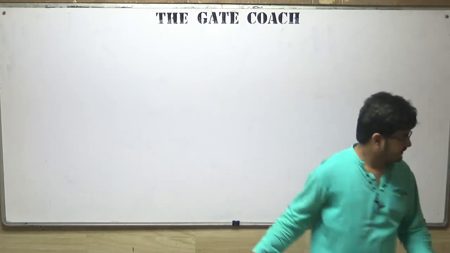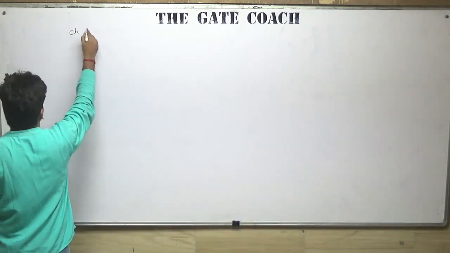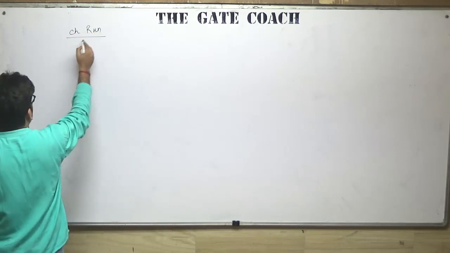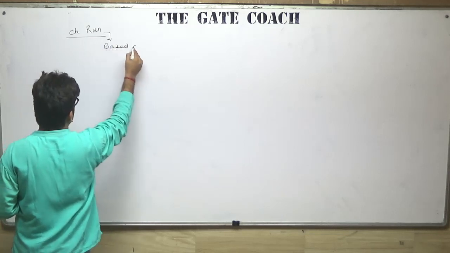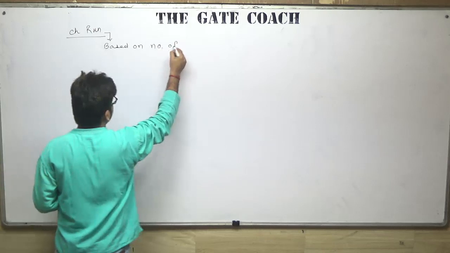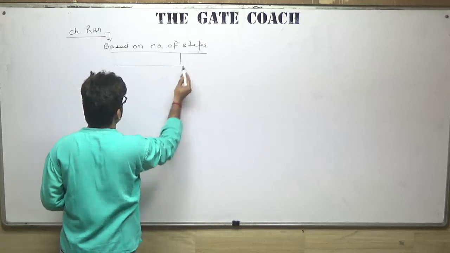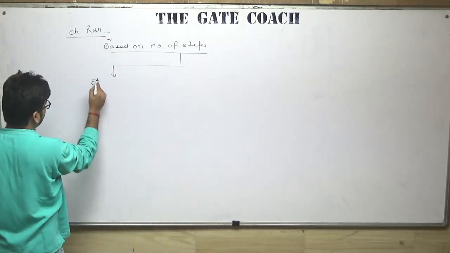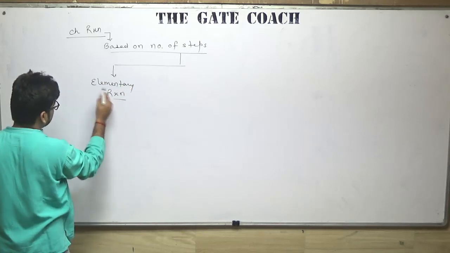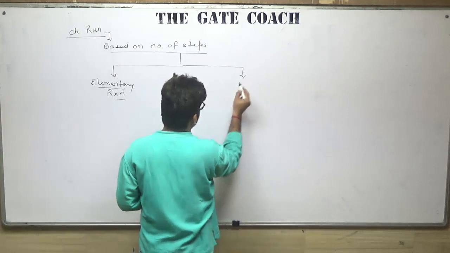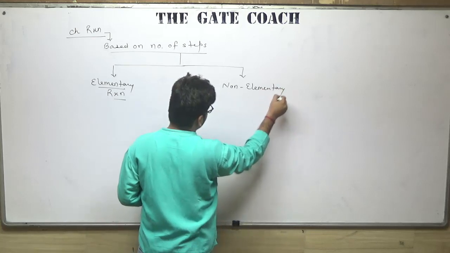Yes, okay, wonderful. So next thing is chemical reaction. So we can classify the chemical reaction based on number of steps into two categories. One is elementary reaction. Second is non-elementary reaction.